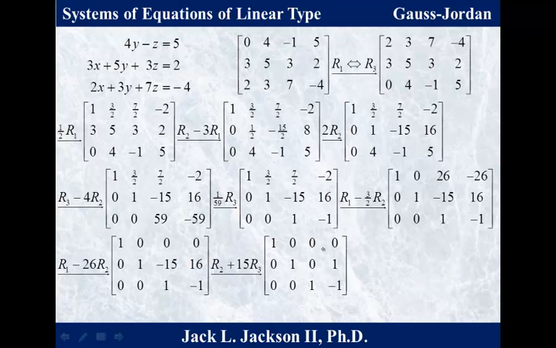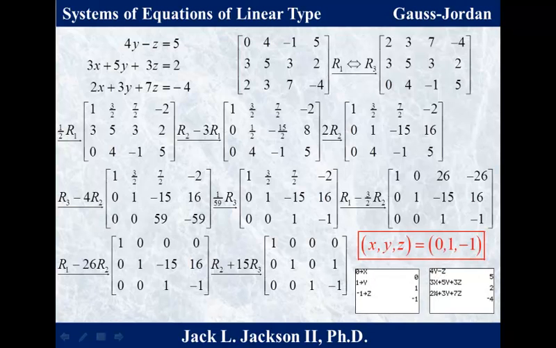The first equation says x equals 0, excuse me. Y equals 1 and z equals negative 1. So our system of equations has a solution of x, y, z, the ordered triple, equals 0, 1, negative 1.